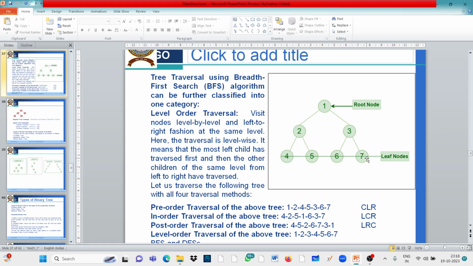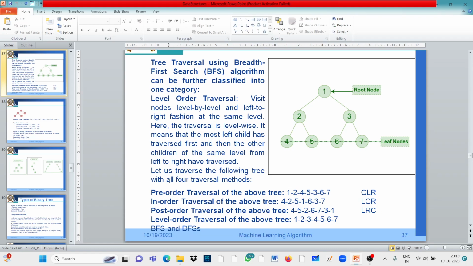Then coming to the in-order, this is the left, center, right. What is the left? First is the 4, the leftmost. 4, 2, 5. Then you go to the 1. Okay. The 1. Then 6, 3, 7. Okay. LCR. Then coming to the post-order traversal, that is LRC, left, right and C.